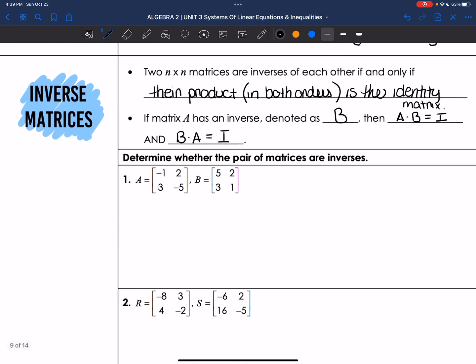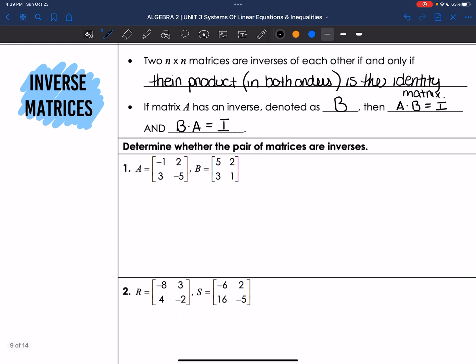So I want to demonstrate that here with this first example. Let's determine whether the pair of these matrices are inverses. You're going to need to go ahead and pause this video and input matrix A in your calculator into the matrix editing area, and input matrix B as well. Go ahead and pause your video and do that now.